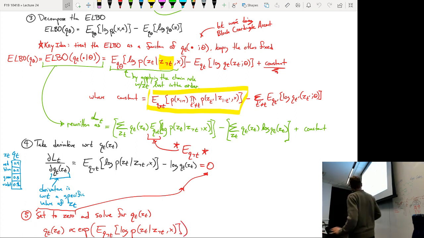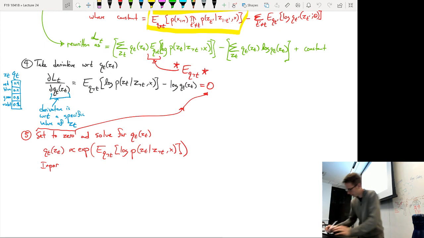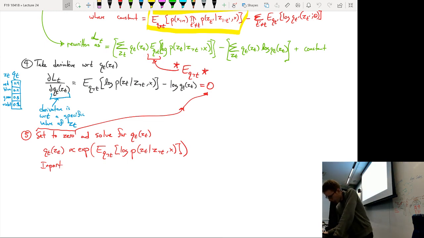And that is, oh, sorry, there's an important detail here. The important detail is that if you're actually solving this, you need Lagrange multipliers.